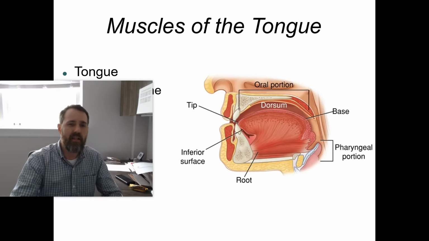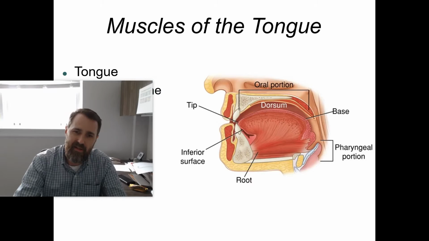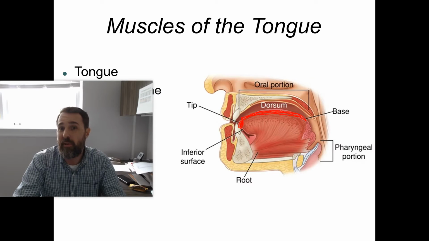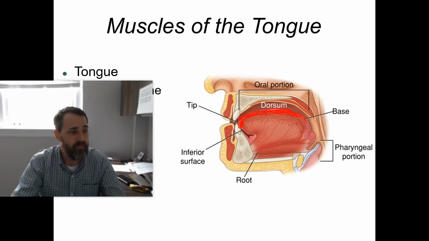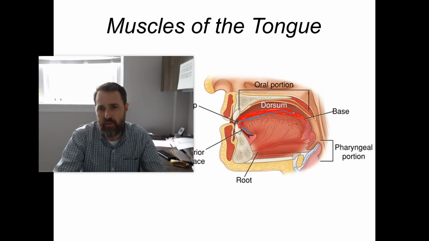So now let's get into muscles of the tongue. The main anatomy of the tongue is you have the apex, or the tip of the tongue, and that's exactly what it sounds like, the tip of your tongue. And then this portion back here is also known as the dorsum, or the blade of the tongue. So here's the tip, the apex, here's the blade or the dorsum.